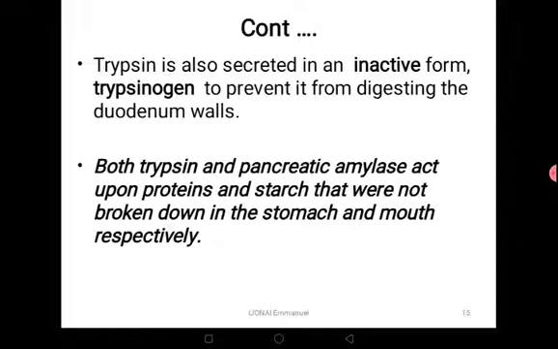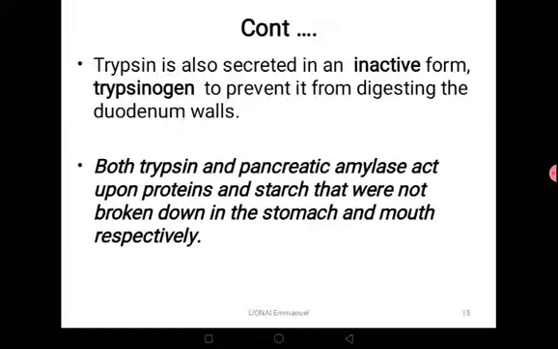Trypsin is also secreted in an inactive form, trypsinogen, to prevent it from digesting the duodenum walls. Remember, trypsin is also a protein digesting enzyme, and the duodenum walls are also protein in nature. Therefore, if trypsin was to be secreted as trypsin, it would start breaking down duodenal walls, corroding them, probably creating corrosion or wounds around the duodenum. But that one is solved because trypsin will be secreted as trypsinogen, which is inactive and is just activated when food is there, so that they digest on food directly.